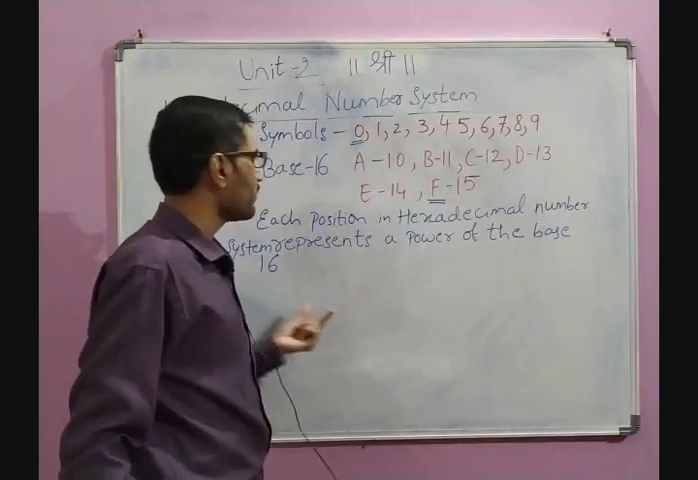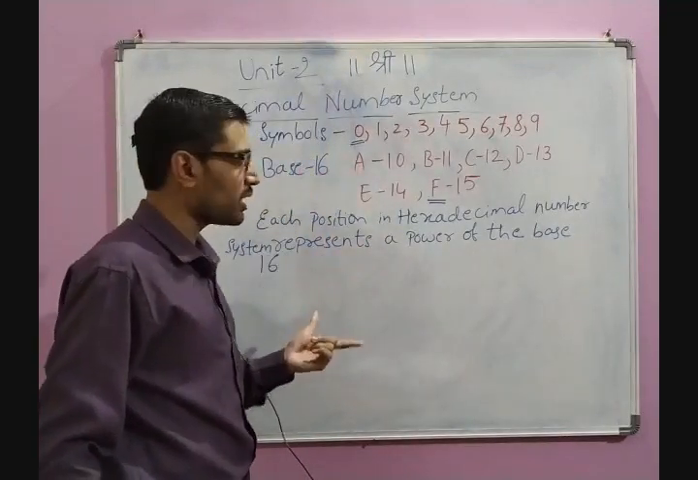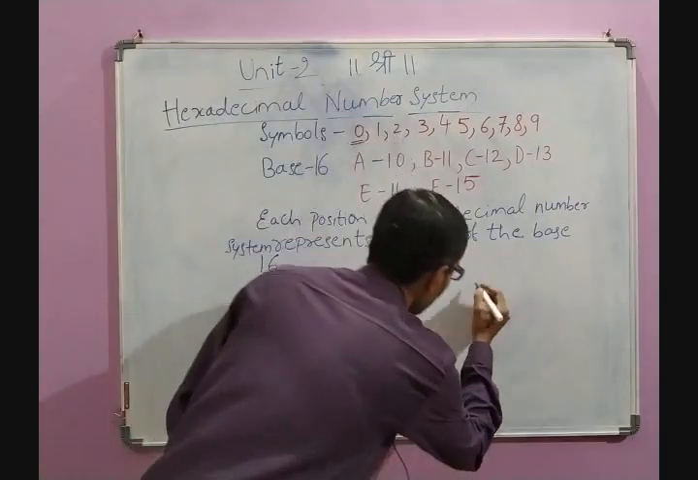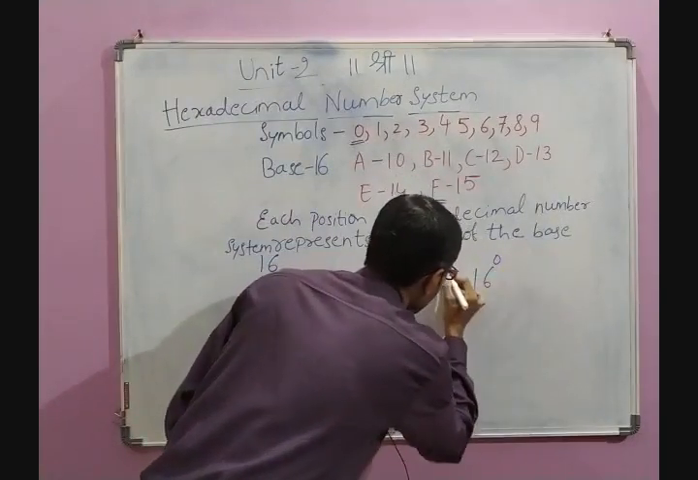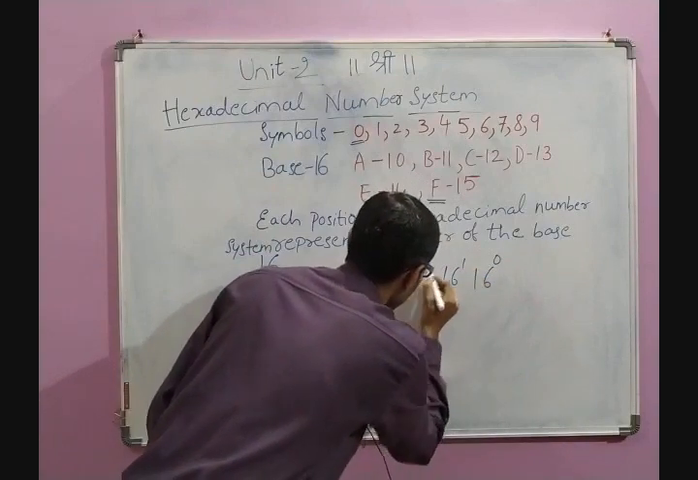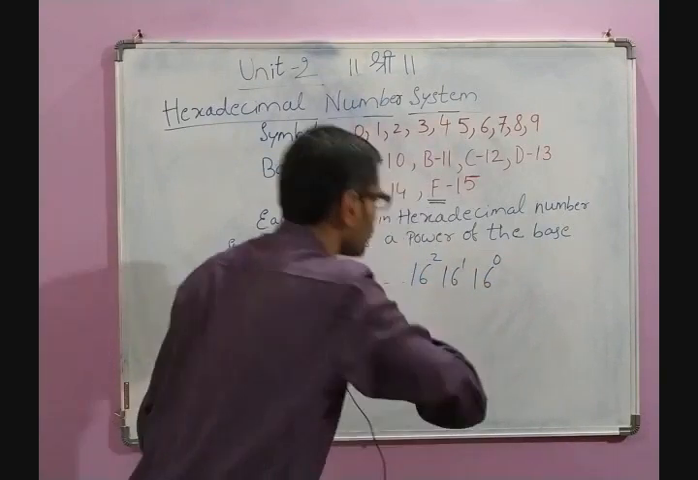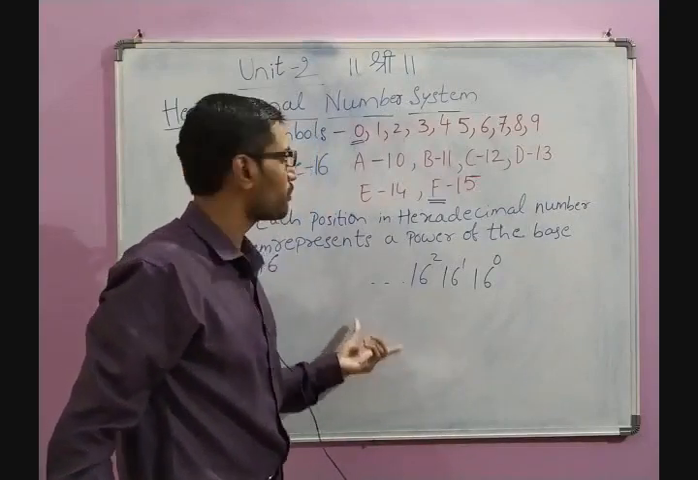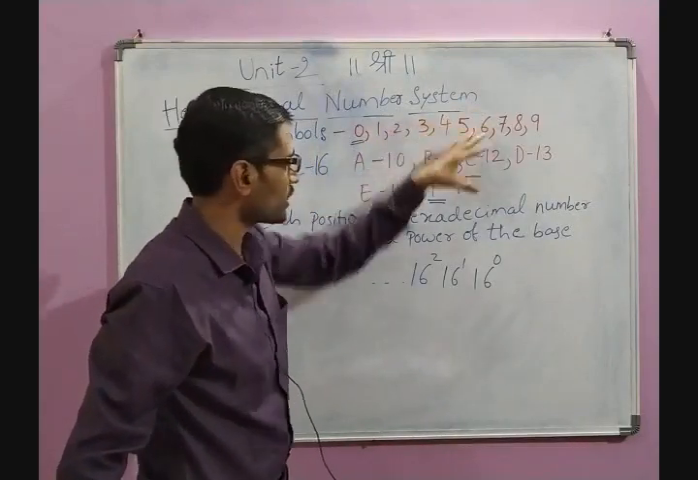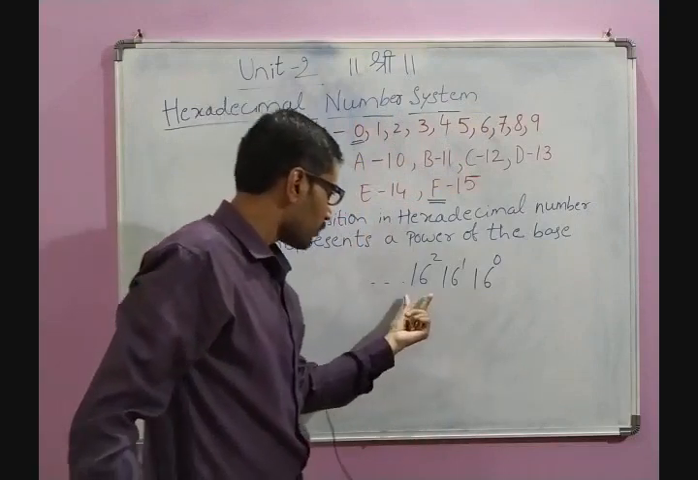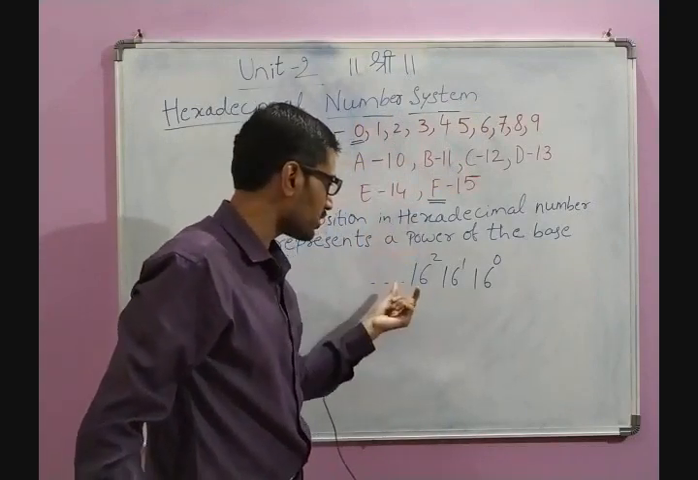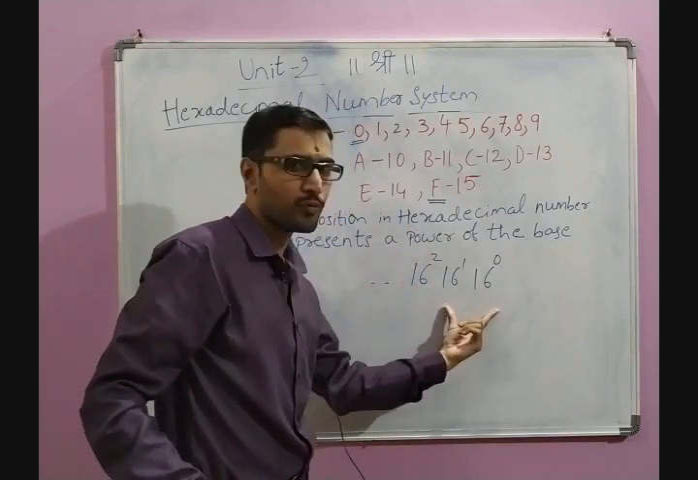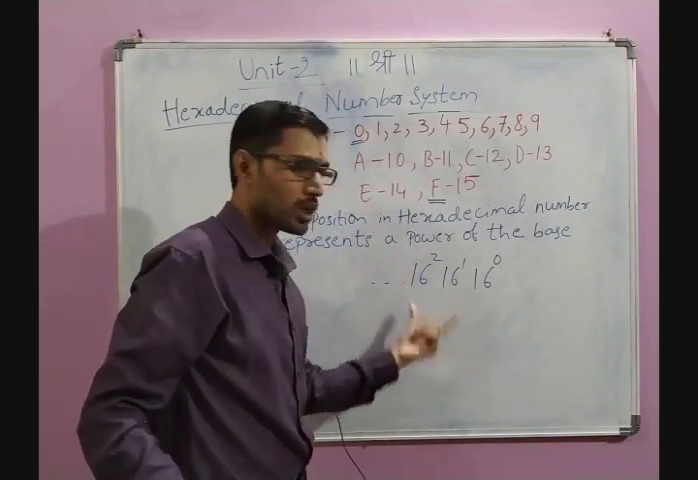So the positional value in case of hexadecimal is with the base, that is 16. So we will have 16 raised to 0, 16 raised to 1, 16 raised to 2 and so on, it will continue. So for any combination of number that we make using these symbols, we should multiply that digit or symbol with the positional value.